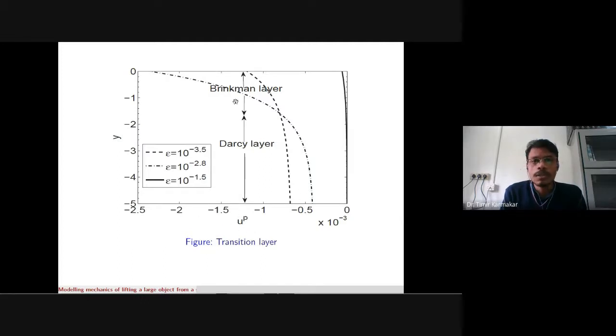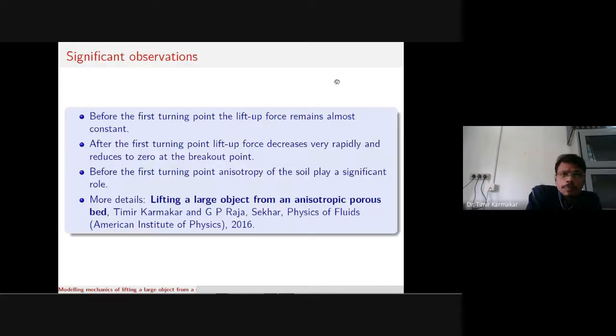So you can see, if we plot the velocity in the porous region, near the seabed the distortion is happening much. Outside this, it remains almost straight, so nothing much distortion is happening. So this phenomenon is actually very effective inside a thin layer. We call it the Brinkman layer. So these are the significant observations.